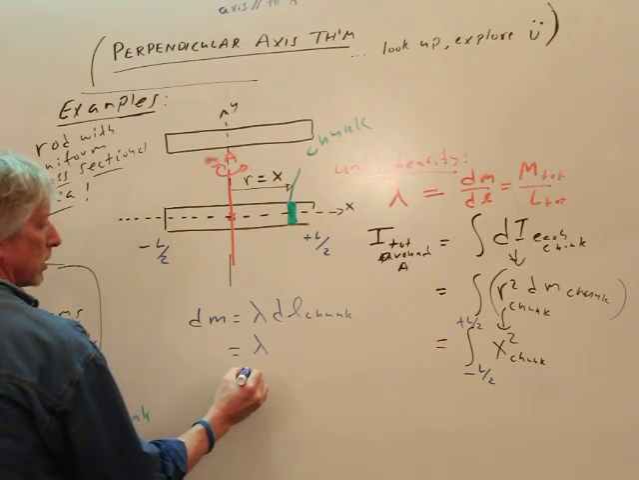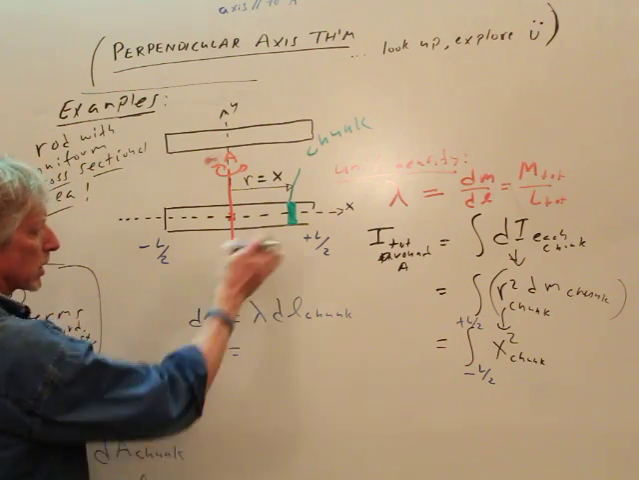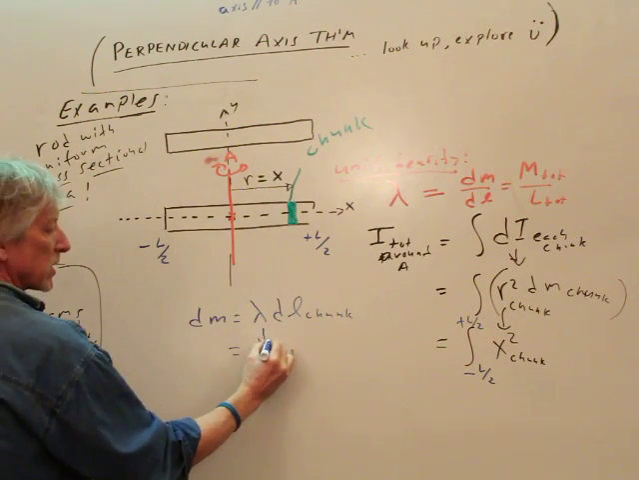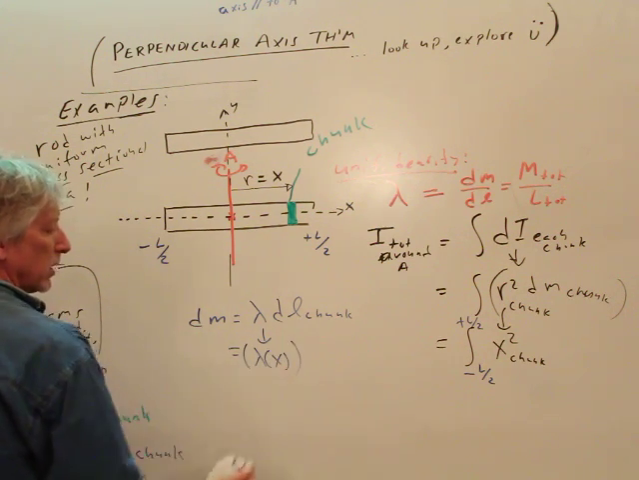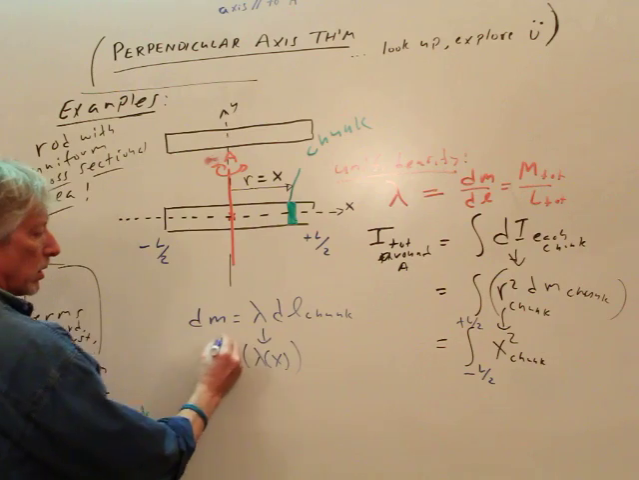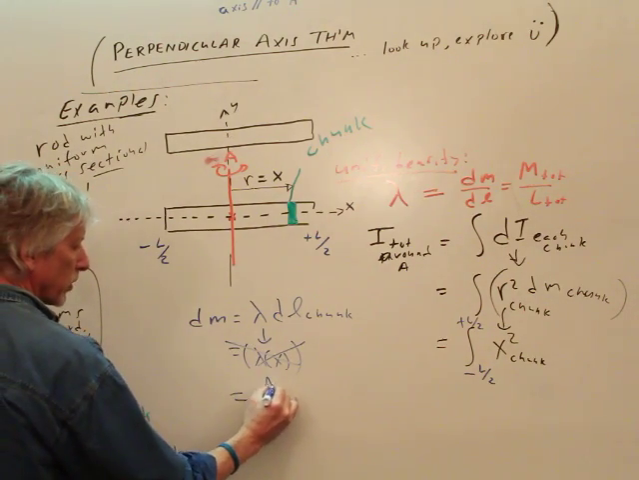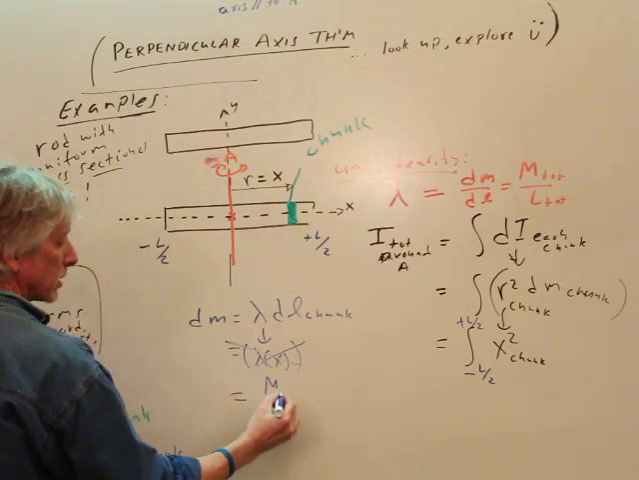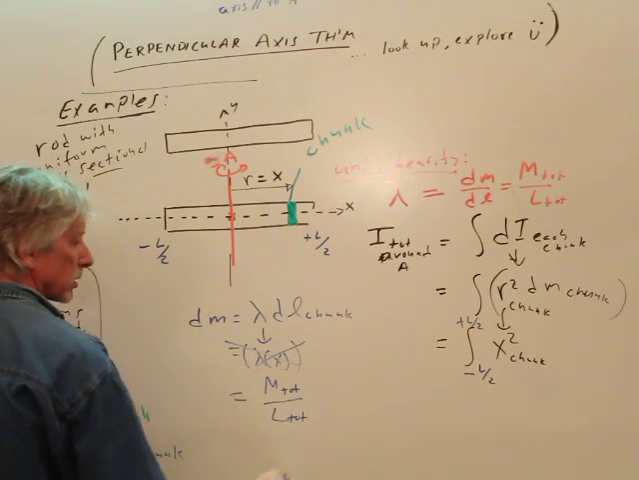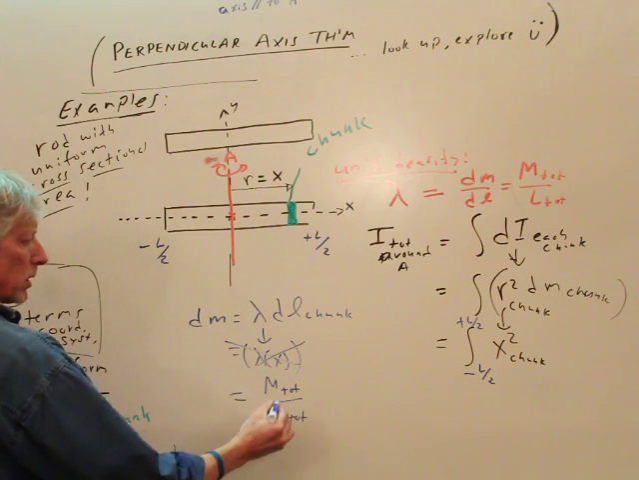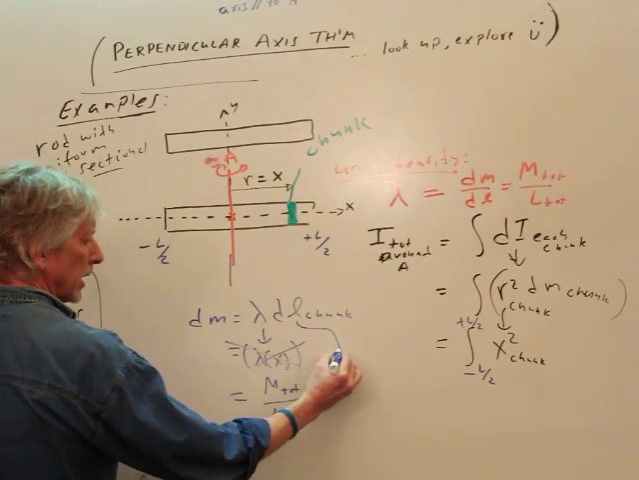Lambda, what's that? Lambda, this is a constant. If it's an equation, then I'll put in some equation, maybe as a function of x that I'm given. But here it's not. I'm told that it's a uniform density, so then that's the total mass over the total length. Fine.